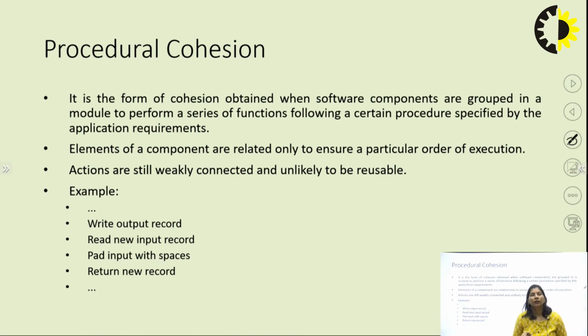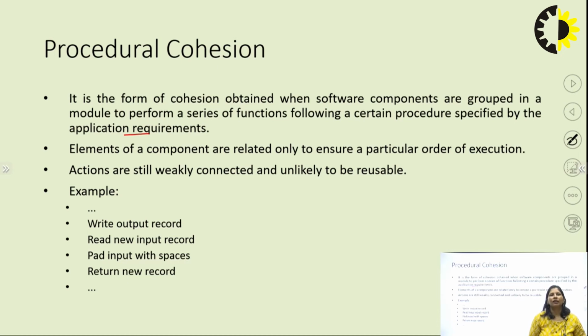Sequential and procedural cohesion are quite different. There should be some procedure when software components are grouped into a module to perform a series of functions, following a certain procedure to achieve what is specified by an application requirement. So the elements of a component are related only to ensure a particular task. Like actions are still weakly connected and unlikely to be reusable.